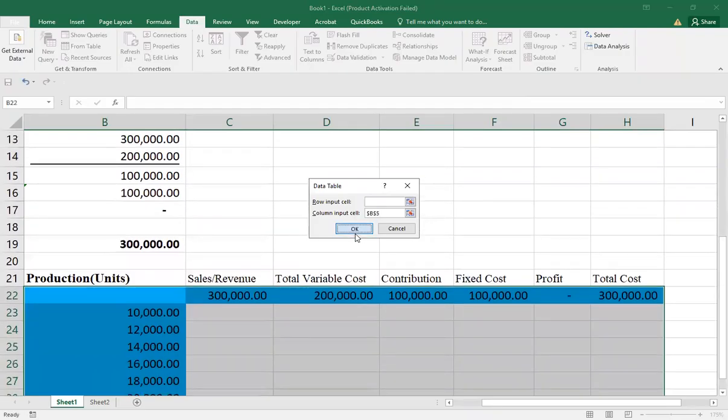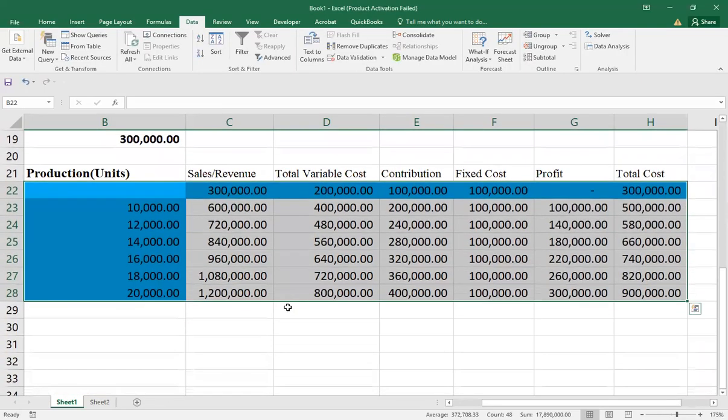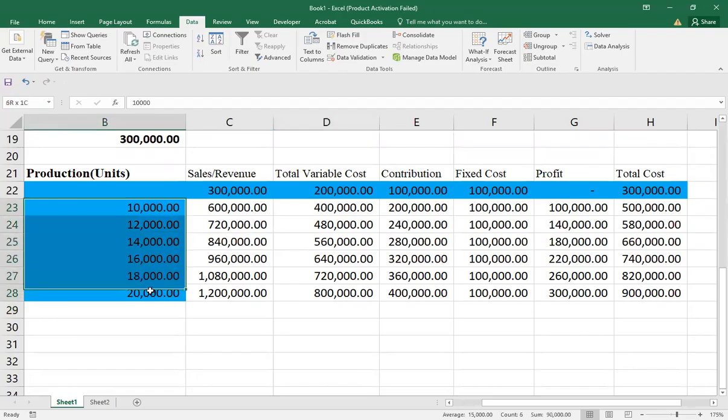So I'm just going to go to our results at different scenarios. At this different level of output, this will be our results: sales revenue, total variable cost, contribution, fixed cost, profit, total cost.